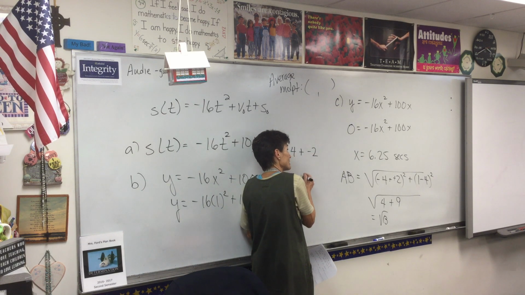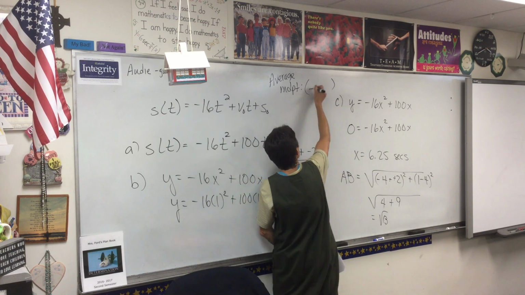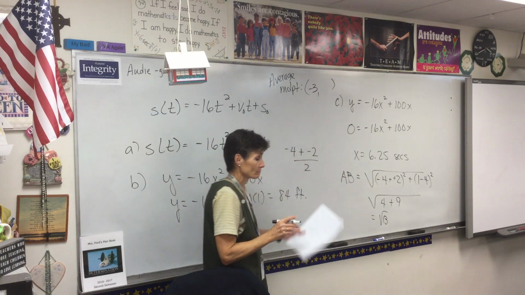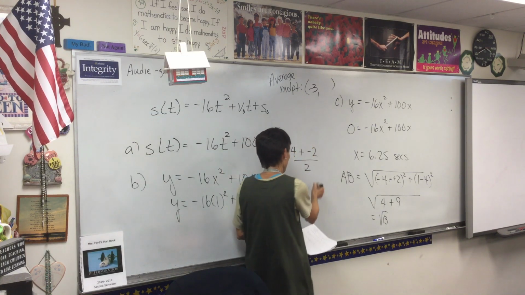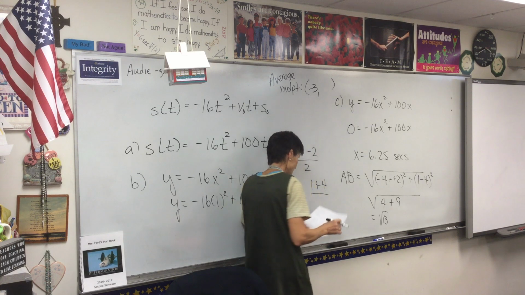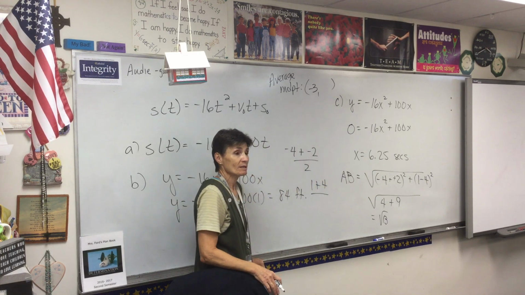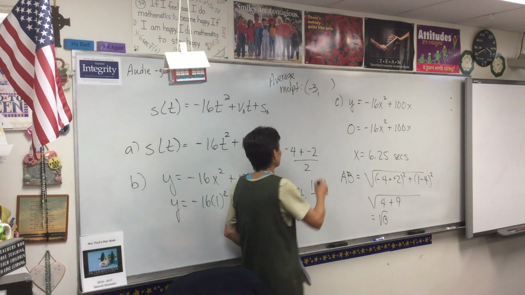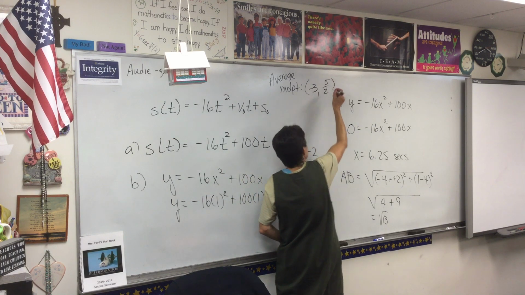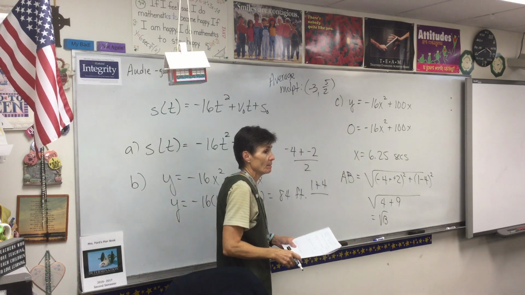-4 plus -2 is -6 divided by 2, -3. Yes. And then 1 plus 4, these are my y's, I'm adding my y's. 1 plus 4 is 5, divided by 2 is 5/2. There is your midpoint.